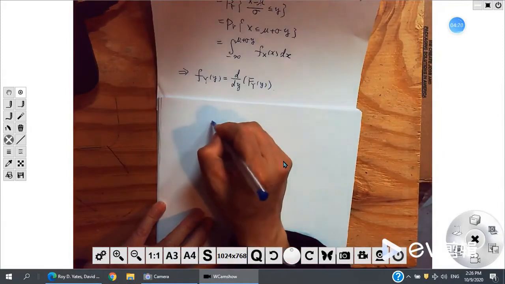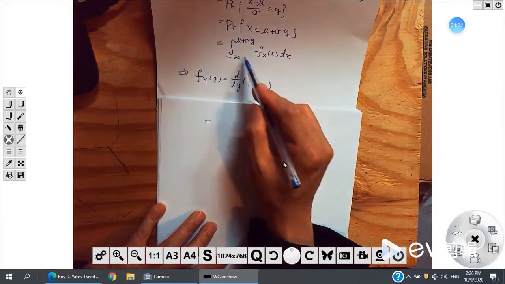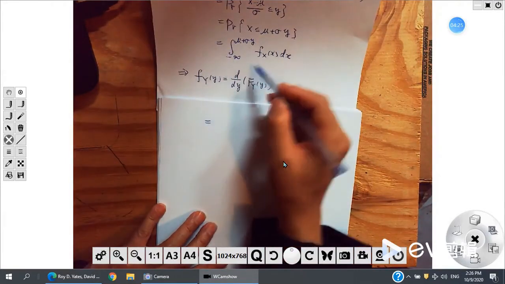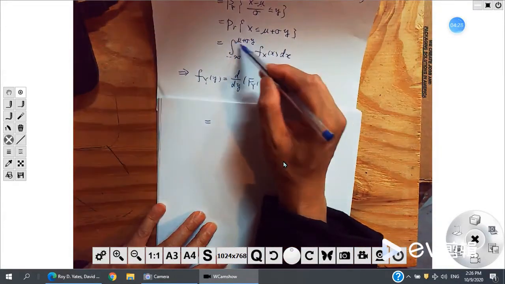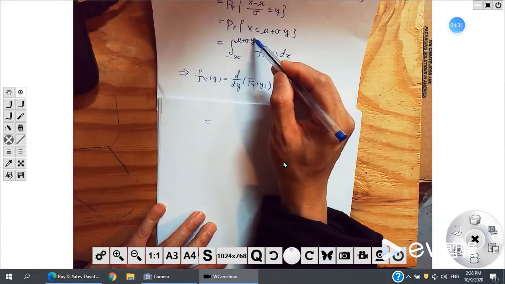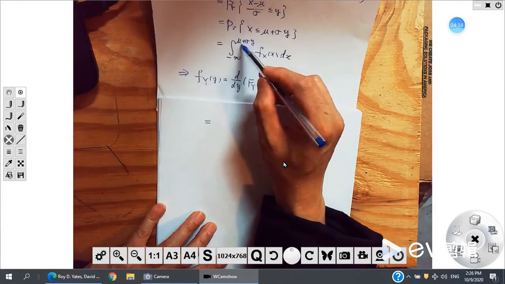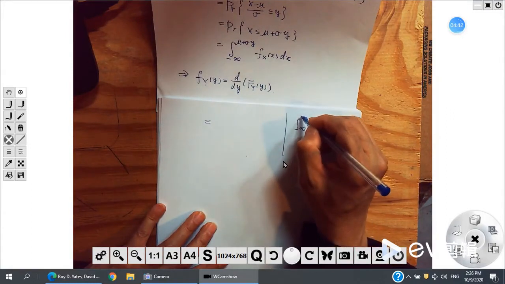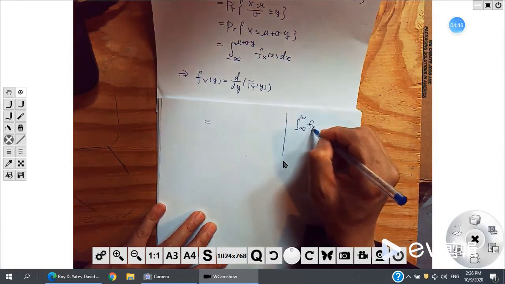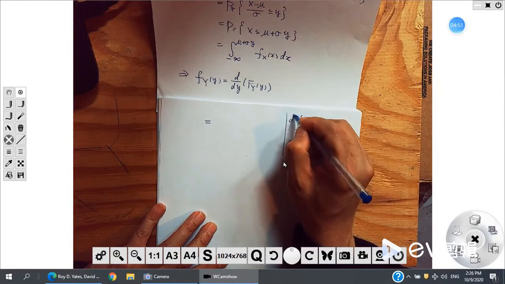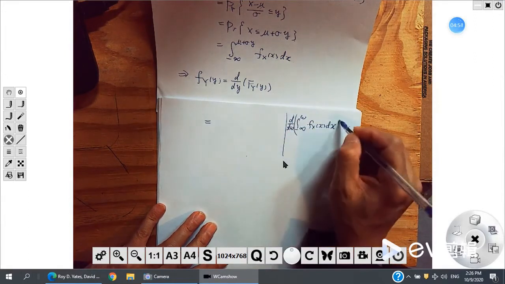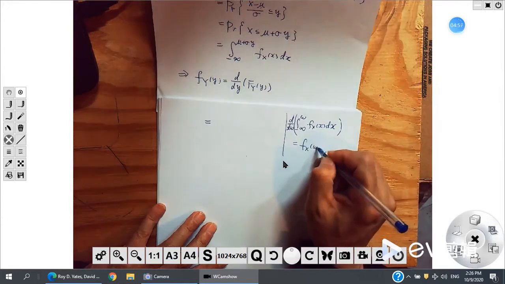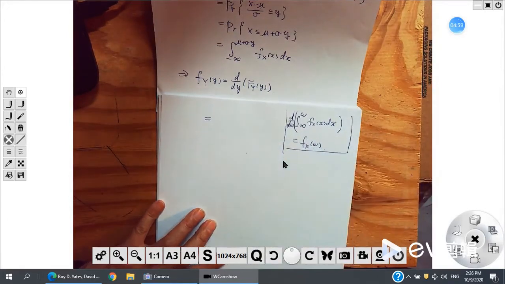So what is it? For this one we take the derivative. This is an integral where the upper bound changes, right? If here is just a single variable, we take the derivative and we will get this one. So we have negative infinity to some ending, I use another letter like omega, f_X(x) dx. Taking the derivative with respect to omega, we will have f_X(omega). So we have this one.